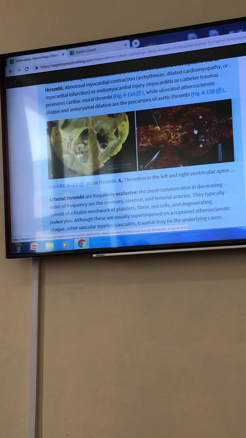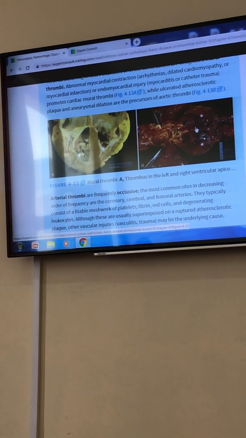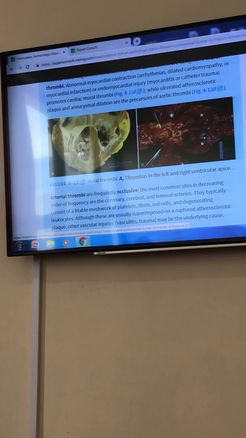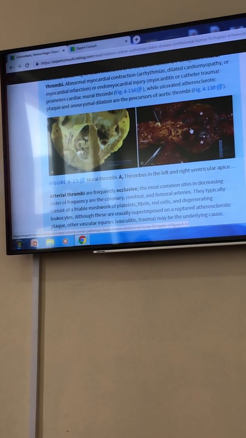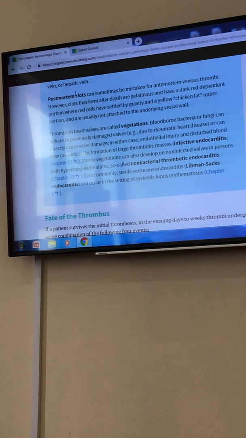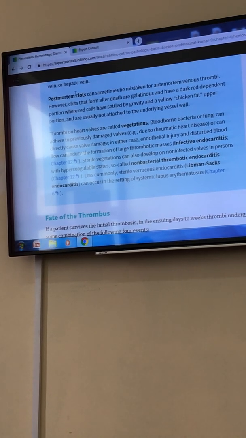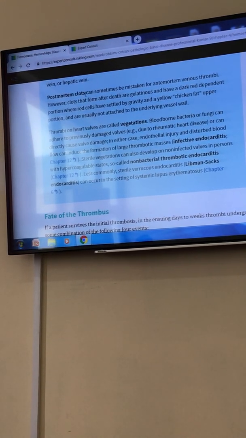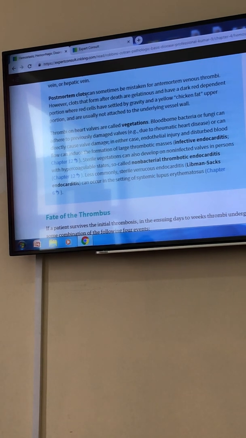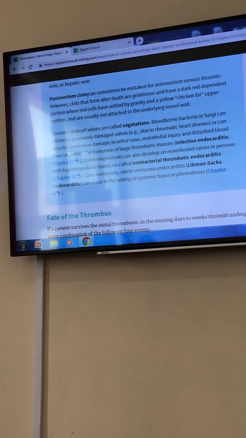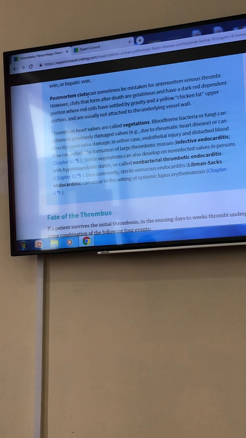This is important in diagnosing whether the thrombosis was present before death or is due to a post-mortem clot. So it may be important in autopsy and forensic medicine. Do you know forensic?